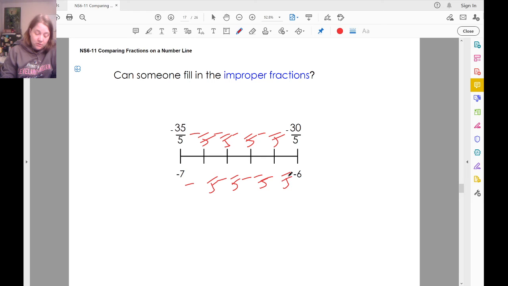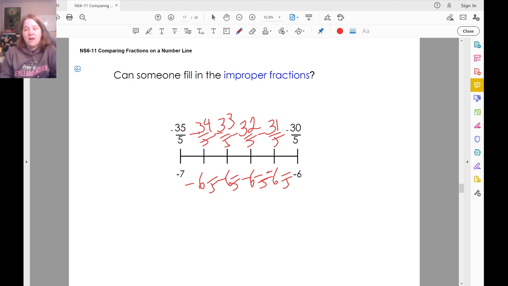There's so much room to write, kids. It's amazing. Then I know that this is going to be -6 all the way. Everything in here is -6 until we get to -7. So that's going to be -6 and something over 5. Everything's going to be negative there. So -30 over 5, -31 over 5, -32 over 5, -33 over 5, -34 over 5, -35 over 5.